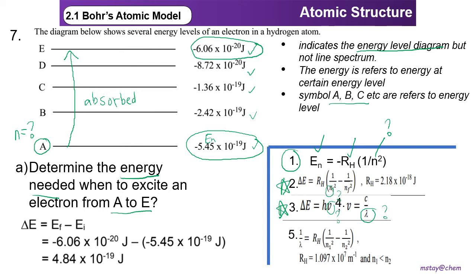If we want to find the change of energy, we always use final minus initial. So final E is negative 6.06 × 10^-20 minus the energy for A, negative 5.45 × 10^-19. As we just mentioned, because this is absorbed energy, when you press the calculator you get the positive sign. Don't forget the positive sign here.